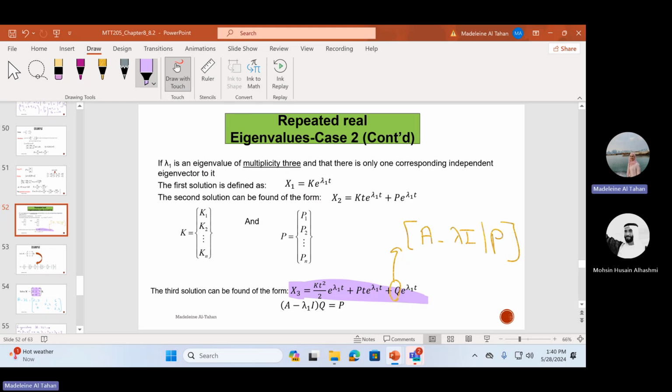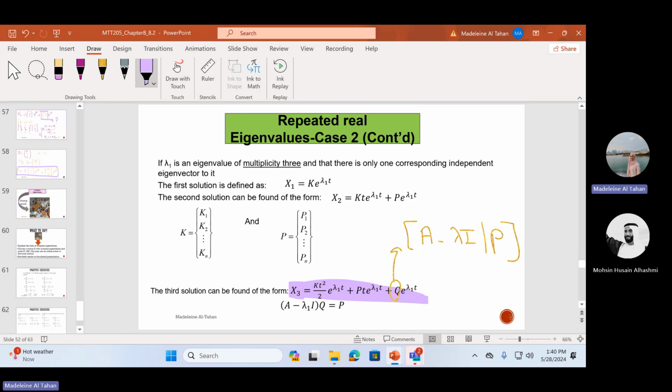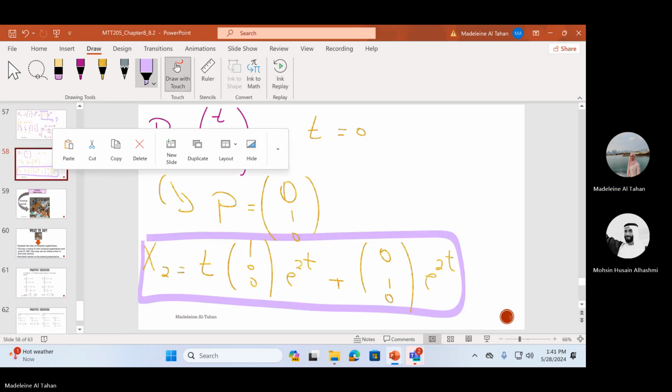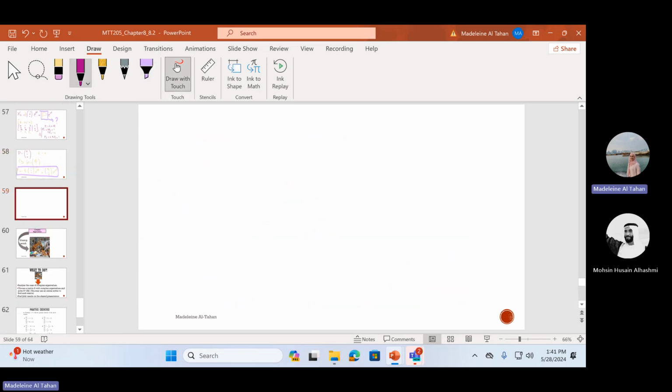We'll check. So what do we need now to find this? Now, the next step, what do we need to find this? X3. Okay, so X3, let's write the formula for it.